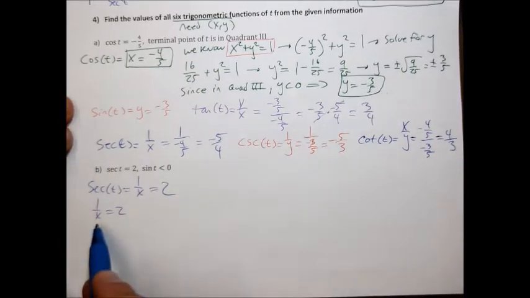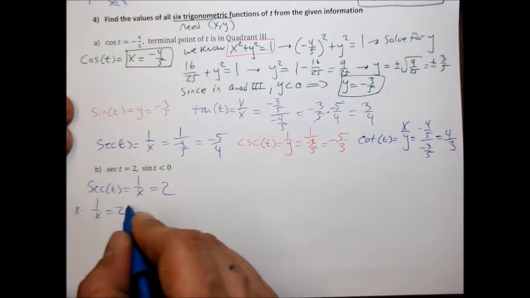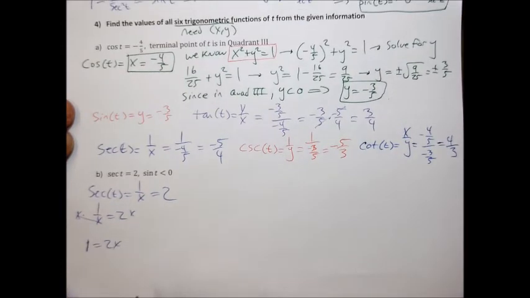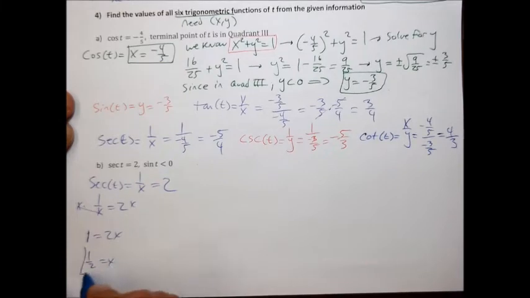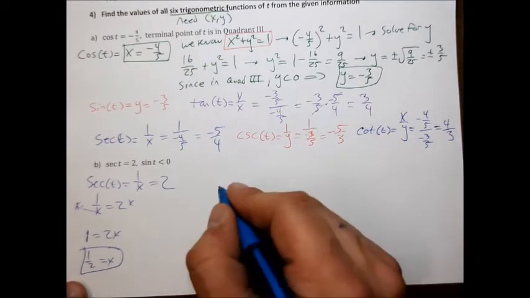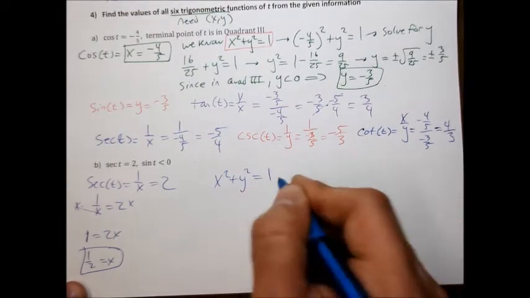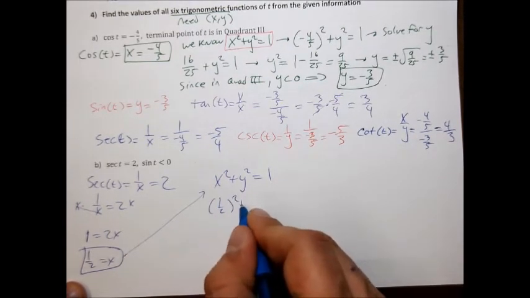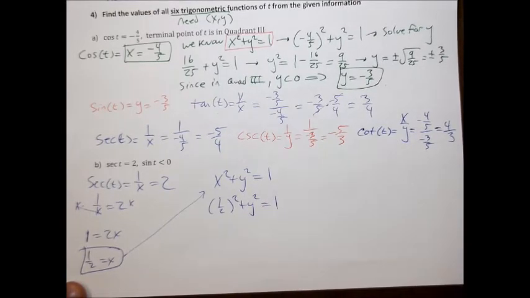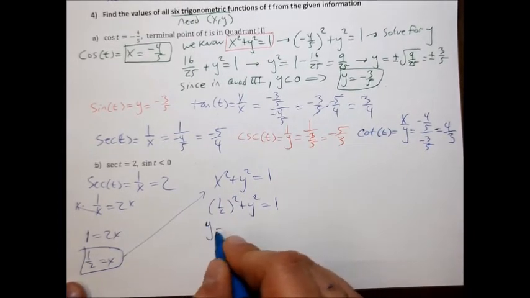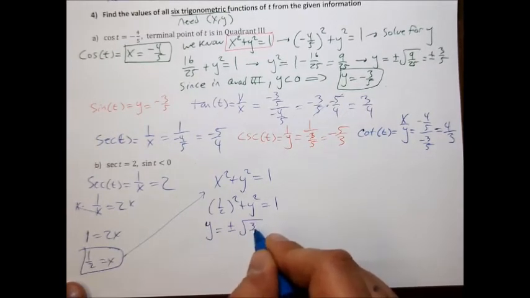So when we solve this equation for x, you multiply both sides of the equation by x. It cancels out on the right, and we get 1 equals 2x, and so that means 1/2 equals x. And so we have an x value. We plug that into the equation x squared plus y squared equals 1, and we get 1/2 squared plus y squared equals 1. And then we solve for y, just like the last problem. I'll let you work out the details here, but you'll get y equals plus or minus square root of 3/4.